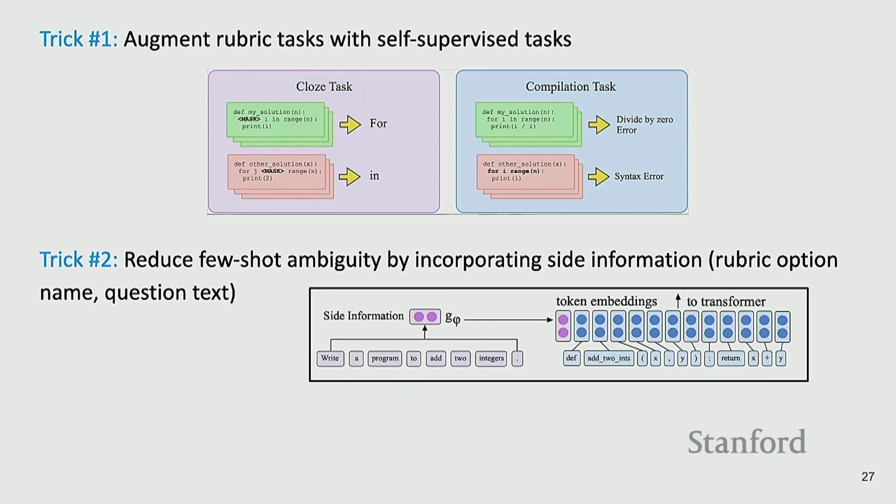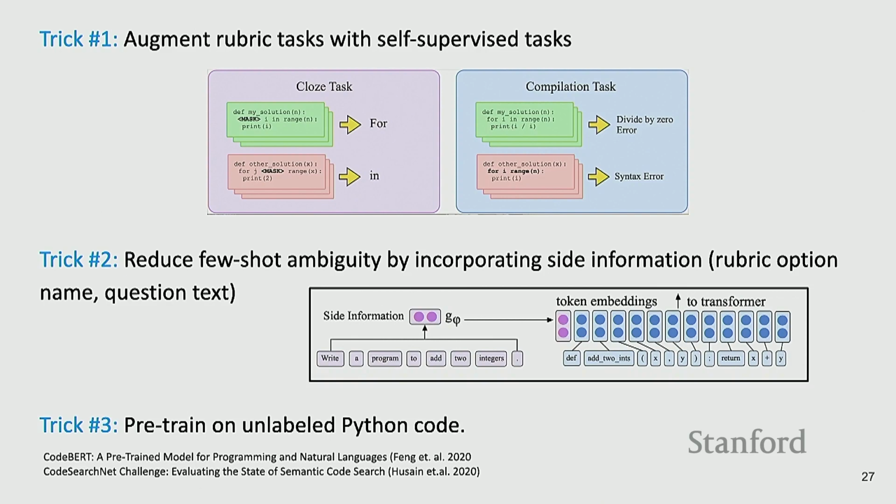And so this is kind of answering the question before about treating these completely independently, because the side information isn't quite as independent. Then the last thing we found to be super helpful is to pre-train on unlabeled Python code. There are some great data sets that have a bunch of Python code, and you can run a model like BERT on that code to get some pre-trained embeddings. And we do this pre-training before doing the meta-training process.